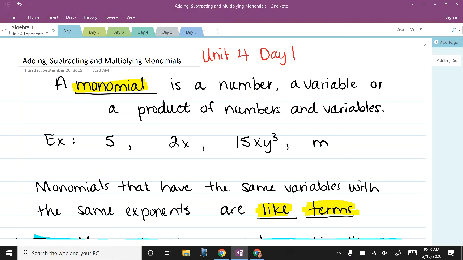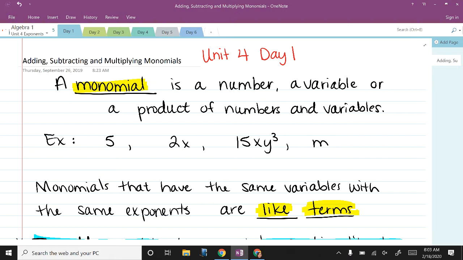So a monomial is a polynomial that only has one term. It is made up of products. What is a product in math class? Anything multiplied together. So it's made up of products of numbers and variables. It can be just a number or just variables, or it could be a product, all multiplication, of numbers and variables and their exponents.